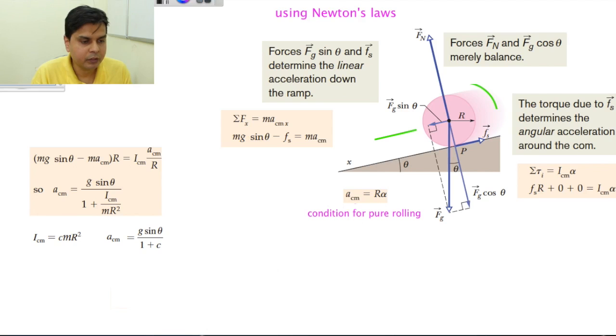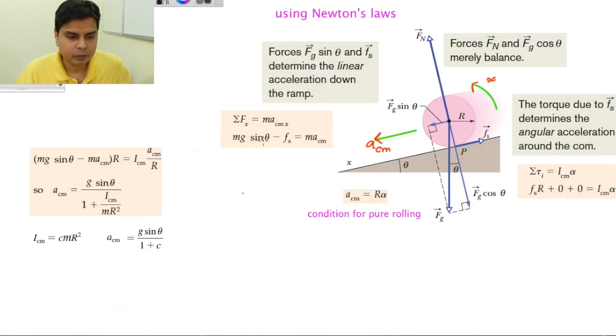Now let's write the equations of motion. In this direction, taking it as positive, mg sin theta minus Fs is equal to m A_CM. The torque equation will be Fs times R, because R and Fs are perpendicular, plus 0, which I have written just to show that the torque due to Fg and the torque due to Fn are both 0. So Fs R is equal to I_CM times alpha. So these are the two equations. And these two equations, in A_CM and alpha, are connected by the condition of pure rolling.